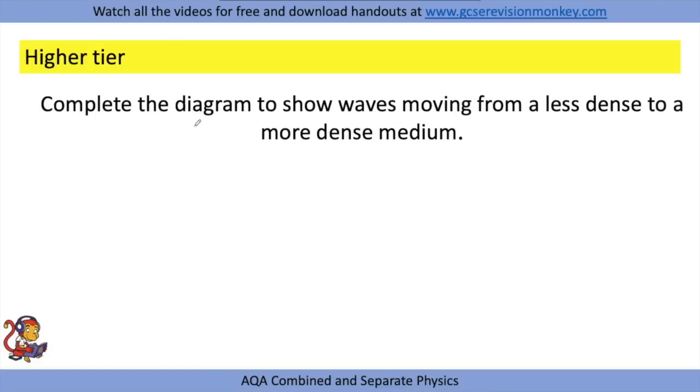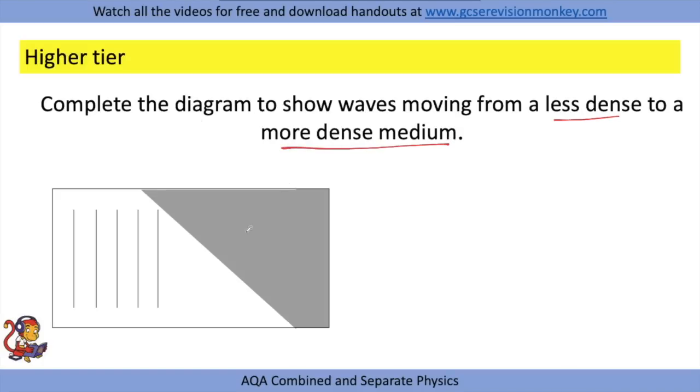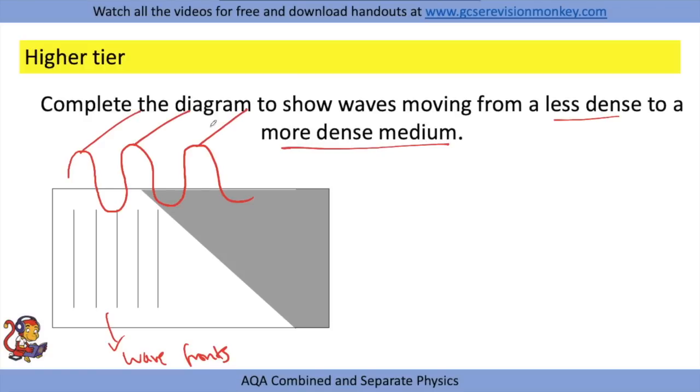You also need to complete the diagram to show the waves moving from a less dense to a more dense medium, but you might have to show this as wave fronts, which are shown here. So these are wave fronts, and what you can imagine these are, if I draw a wave for you now, like so, if we were to look at the top of the wave and look at these peaks, these would be the wave fronts moving through the water. So it would look a little bit like this for this wave here.